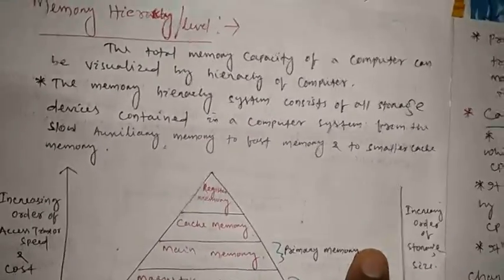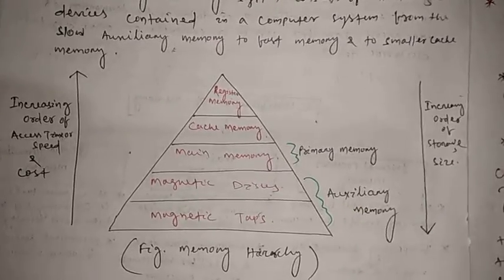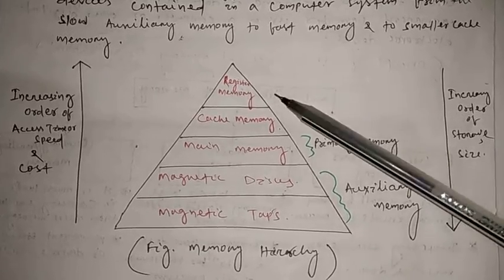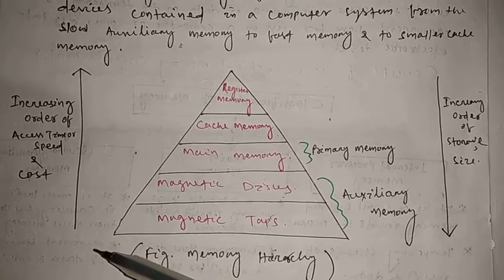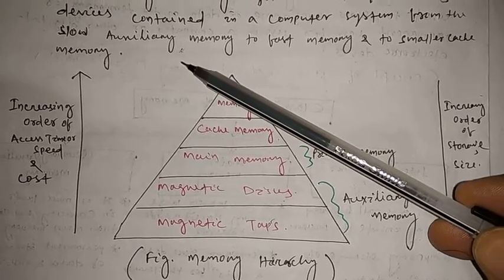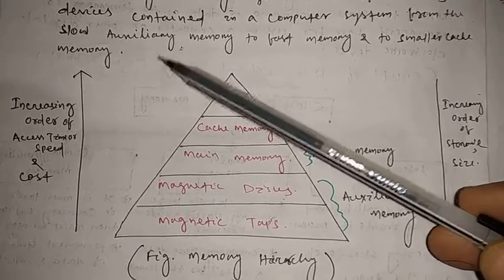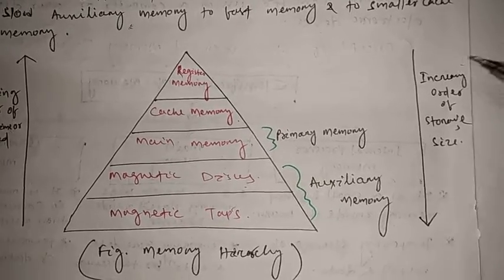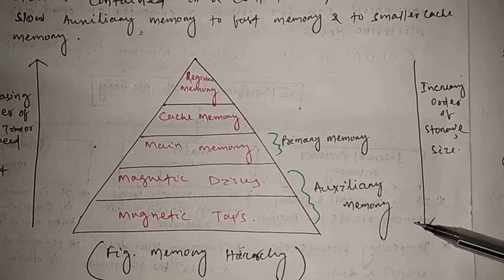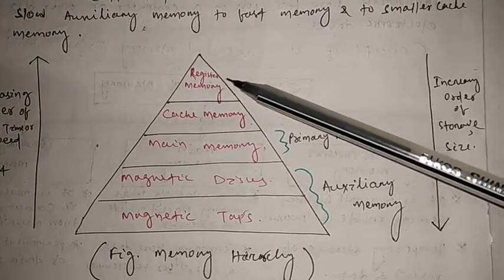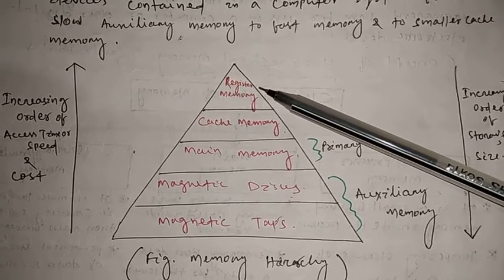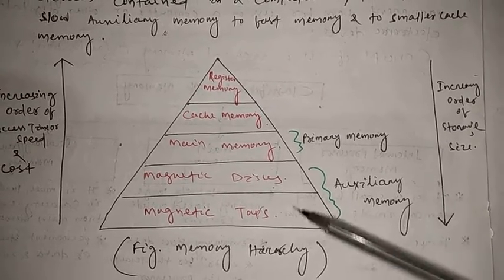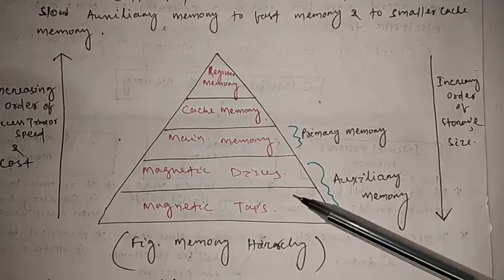Okay, and this is the hierarchical model of the computer. This is register memory, cache memory, main memory, magnetic disk, and magnetic tape. From bottom to top is the increasing order of access time or speed and cost, and from top to bottom is the increasing order of storage size. So the top has less size and the bottom has maximum size. The top has less access time and the cost is high, and the bottom has maximum access time and the cost is less.